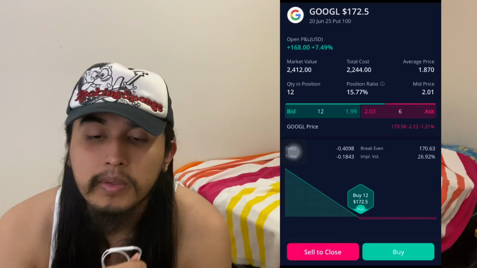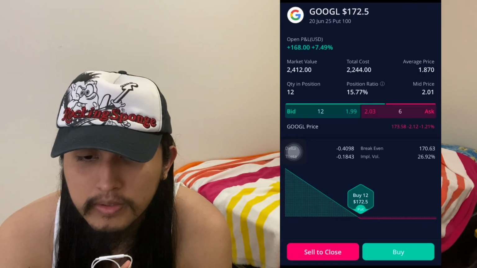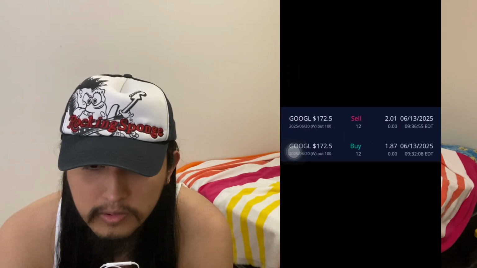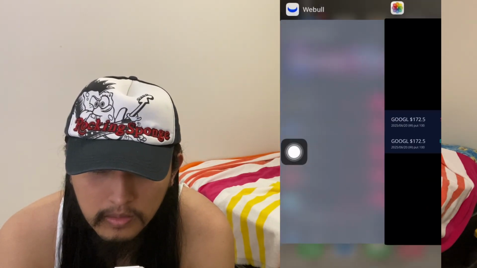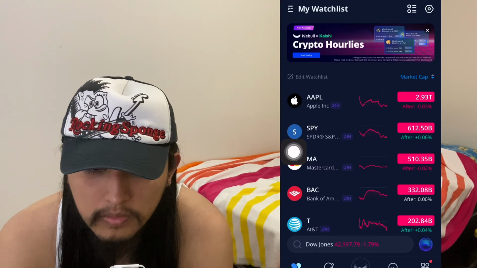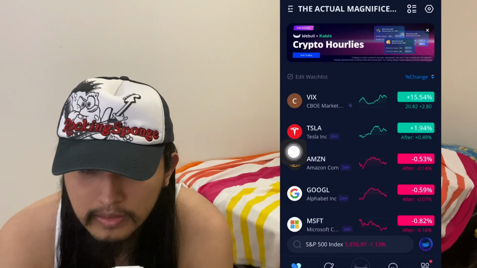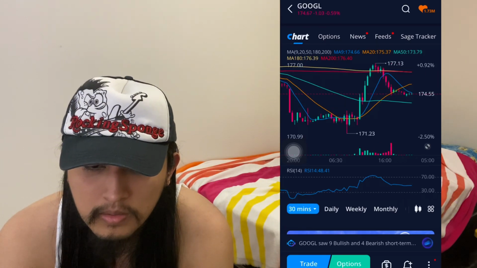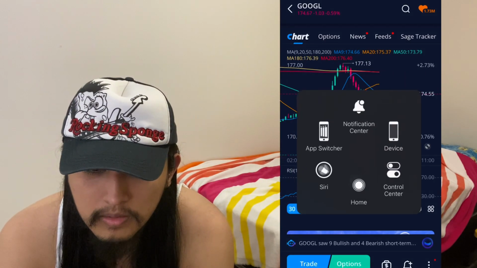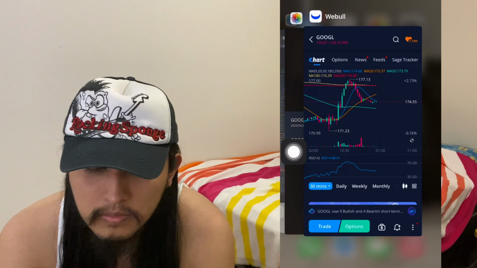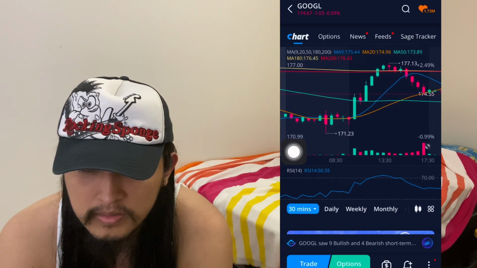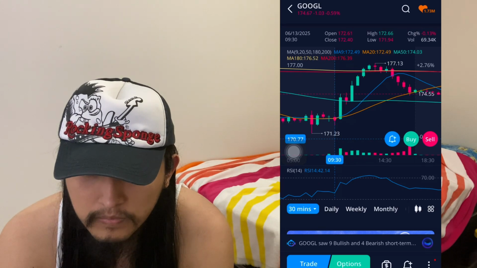So how did I make $168 trading Google put options? Looking at Google at 9:32 on the 30-minute time chart, which is today. 9:32, right? Did I say 9:32? Yeah, 9:32.